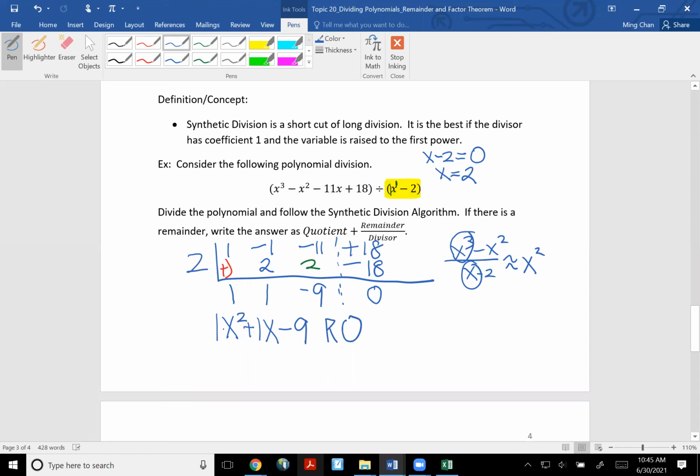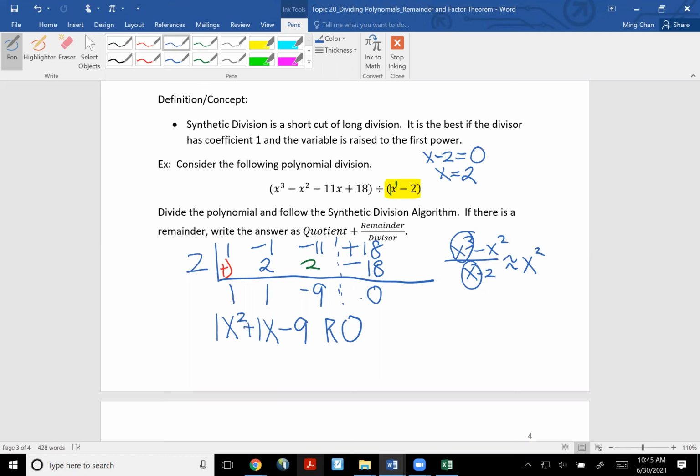So my answer is x squared plus x minus 9, remaining 0. Okay. So the purpose of synthetic division, the purpose of division, period, is to knock the exponent down of the polynomial function. Okay. So how do we go? It's just like factoring, right?